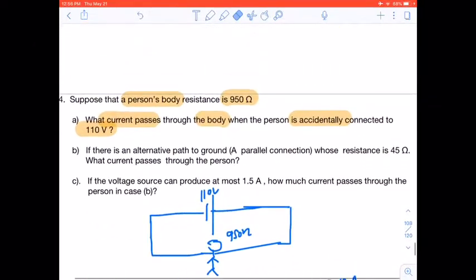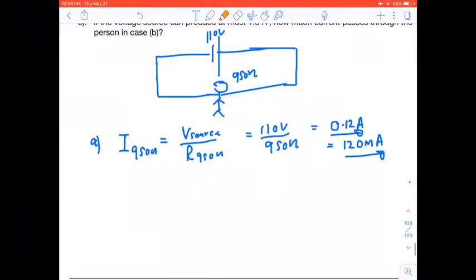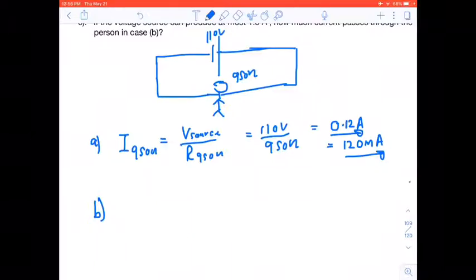Right, now let's look at the next one, where we say if there is an alternative path to ground, and that is like a parallel connection, and the resistance is 45 ohms. We want to know what current passes through the body. So let's say for instance we have a resistor here, and that is 45 ohms. Okay, so we get our current coming through, and some go there and some go there.